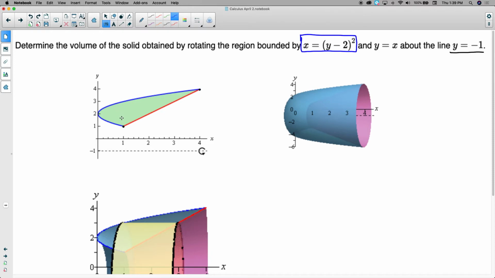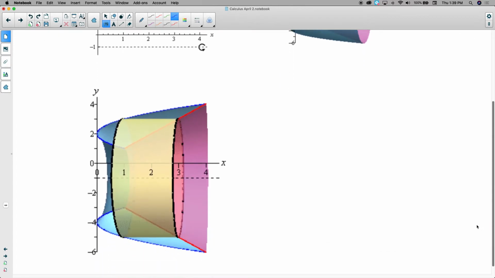And on this one, I'm not going to take the time to find where these points are, but they are at (1, 1) and (4, 4). Okay, so then here is our cross-section of some arbitrary cylinder, and this arbitrary cylinder is situated here at y sub i. So I'm using the height y sub i to talk about this particular cylinder.